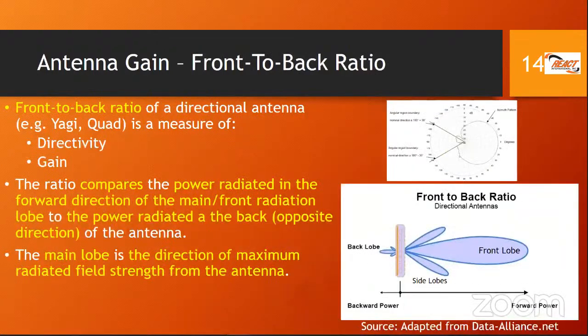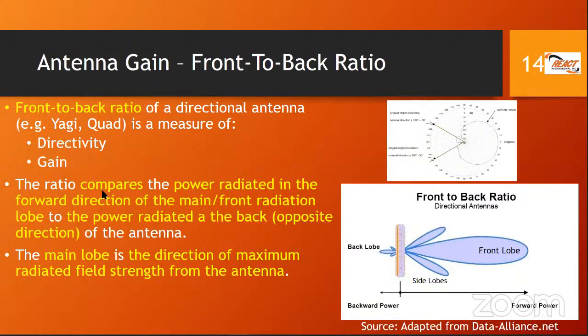So let's continue about gain again. This time we deal with the concept of front to back ratio. Front to back ratio of a directional antenna, such as a quad or a Yagi, is a measure of directivity. It's also a measure of the gain. So the greater the front to back ratio, the more directional it is. The greater the front to back ratio, the greater the gain. So when you hear front to back ratio, we are talking about a directional antenna. How directive is it, how much gain does it have? How much of that signal is it throwing into one direction versus another?